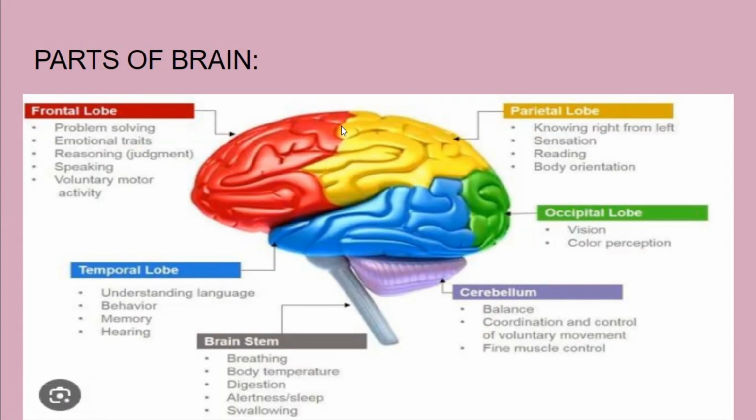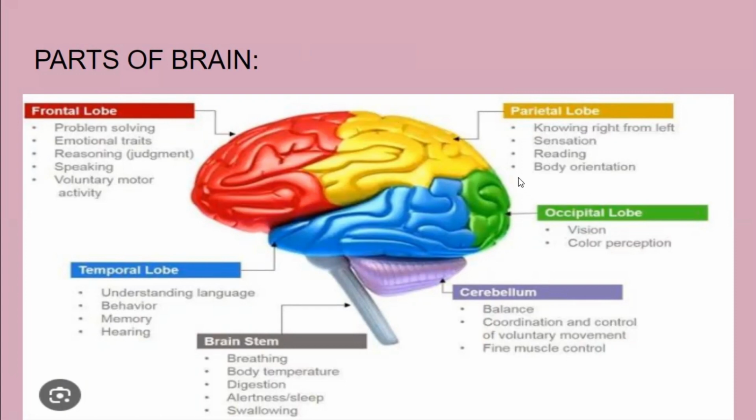You can see the front part, shown in red just to differentiate, is the frontal lobe, on the top of our forehead. Problem solving, emotional traits, reasoning, speaking, and voluntary activities are all controlled by this front part. Then this middle part, marked yellow, is called the parietal lobe, and its function is knowing right and left, sensation, reading, body orientation, how our body is balanced, and how different parts of the body work in collaboration with each other.